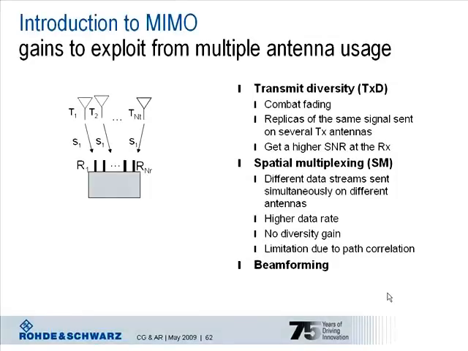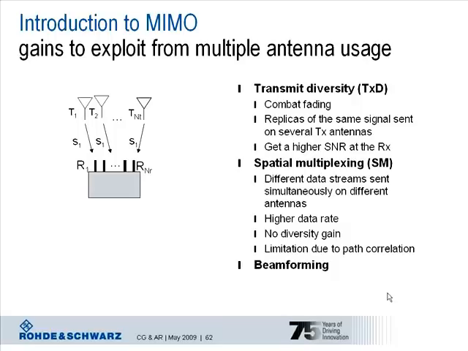So a brief introduction to MIMO in general before we go to the LTE specific things. We've seen that MIMO basically means using multiple antennas at both transmitter and receiver side, but what are you doing with these multiple antennas? What are the gains to exploit? First of all, a diversity gain can be exploited. This is illustrated in the first figure shown here.